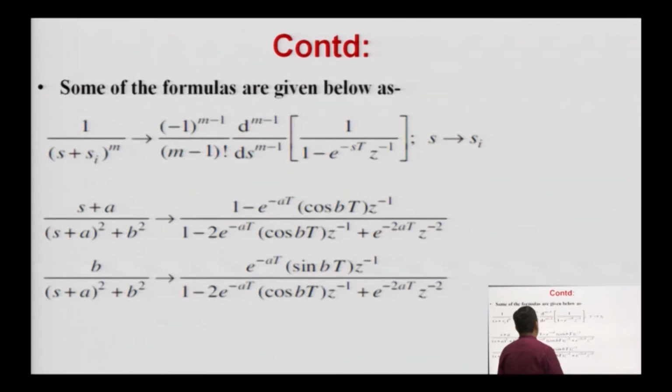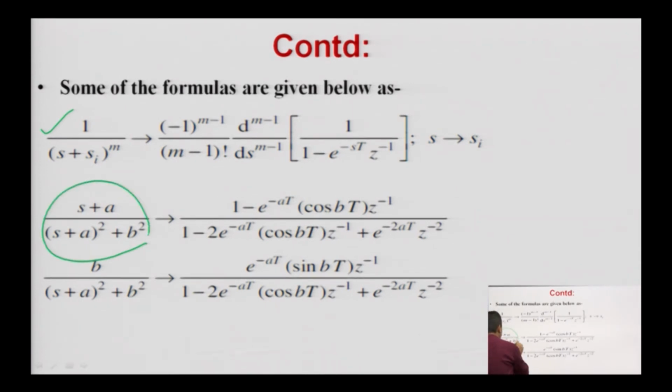So, first is for the linear factor, you can see here. This is for your linear factor. This is for your cosine, like if your H(s) is given in this form: (s plus a) upon (s plus a) whole square plus b square. If your expression H(s) is in this form, then directly you can convert.